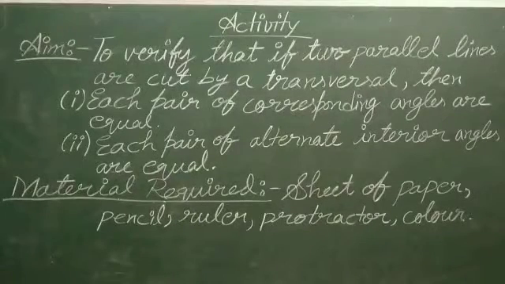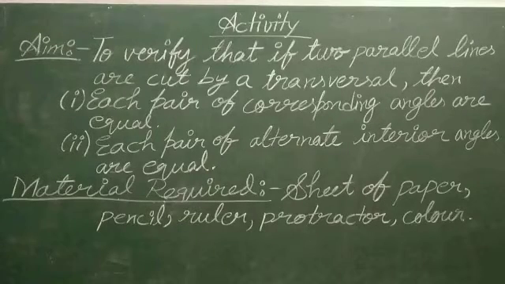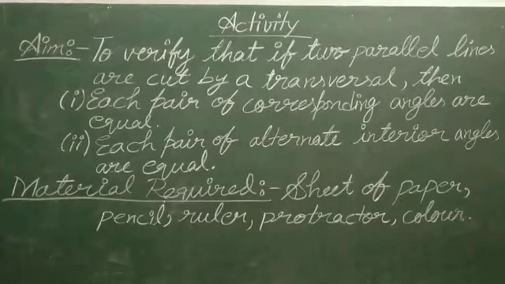Hello students, today we will do an activity to verify that if two parallel lines are cut by a transversal, then each pair of corresponding angles are equal and each pair of alternate interior angles are equal. So this we will do with the help of the activity. For this, what material is required, students? Sheet of paper, pencil, ruler, protractor and color. Any color you can use, students.